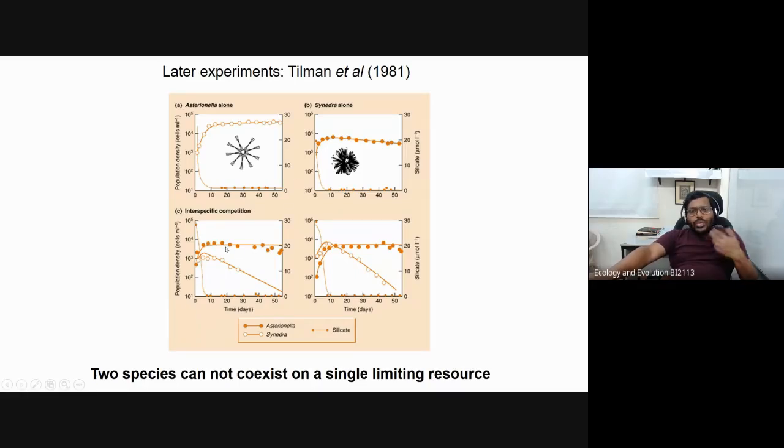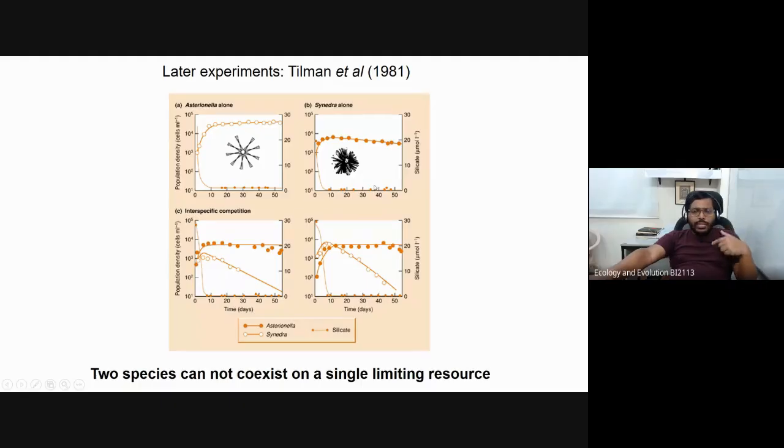And the mechanism through which this happens is the amount of silica. Both of them need some amount of silica to sustain in the culture. However, it turns out that the Synedra can live at a much lower level of silica compared to the Asterionella. Therefore, when they are alone, they use up the silica down to a certain level, which is much higher than the level to which Synedra will drive the silica. And therefore, when you mix the two, the amount of silica is not enough for Asterionella, but sufficient for Synedra. Therefore, Synedra ends up surviving.